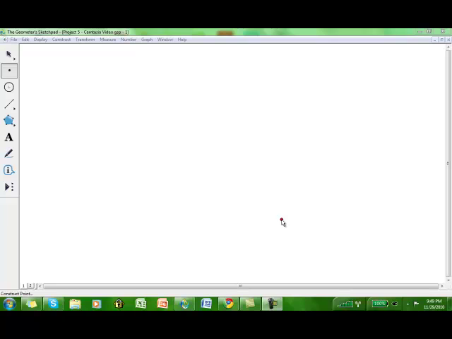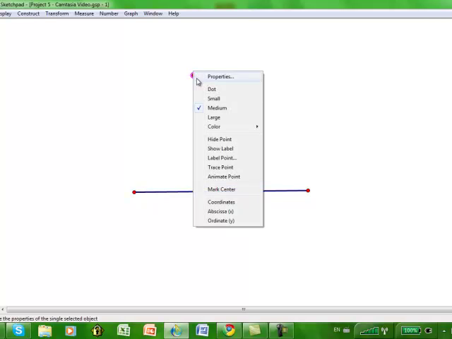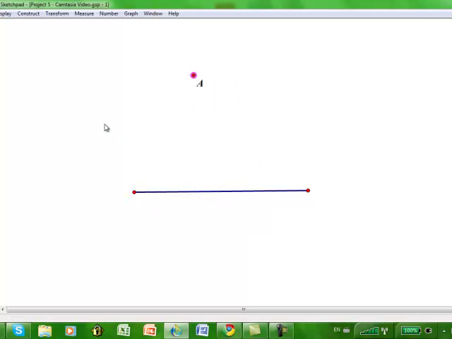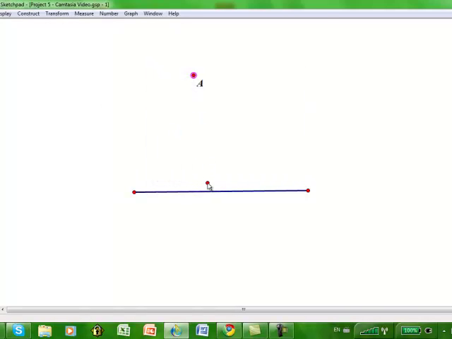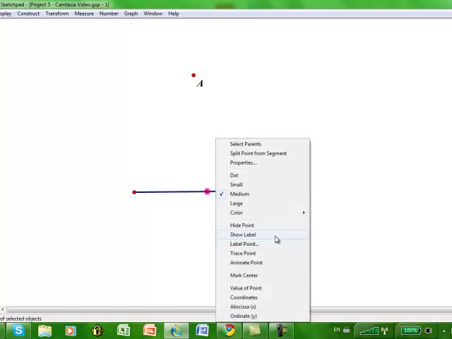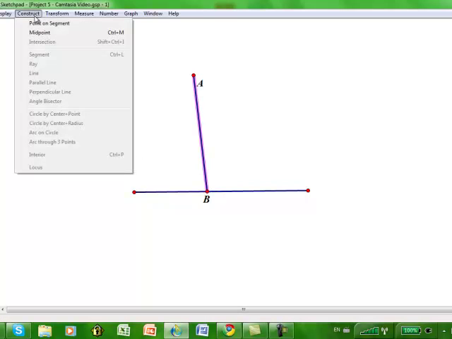To make the construction on Geometer's Sketchpad, first construct a segment, then construct a point that is not on the segment. We'll call this point A. Then construct a point on the line. We will call this point B. Connect these points with a segment. Construct the midpoint of the segment.